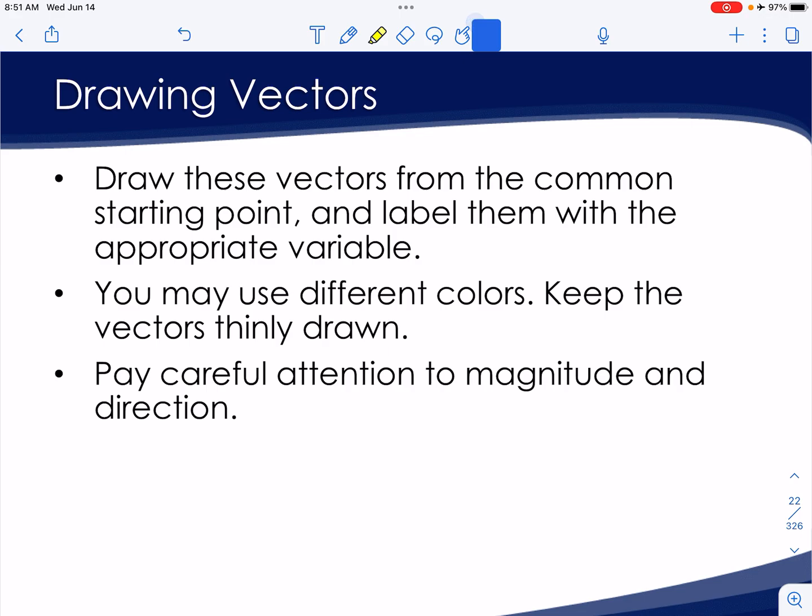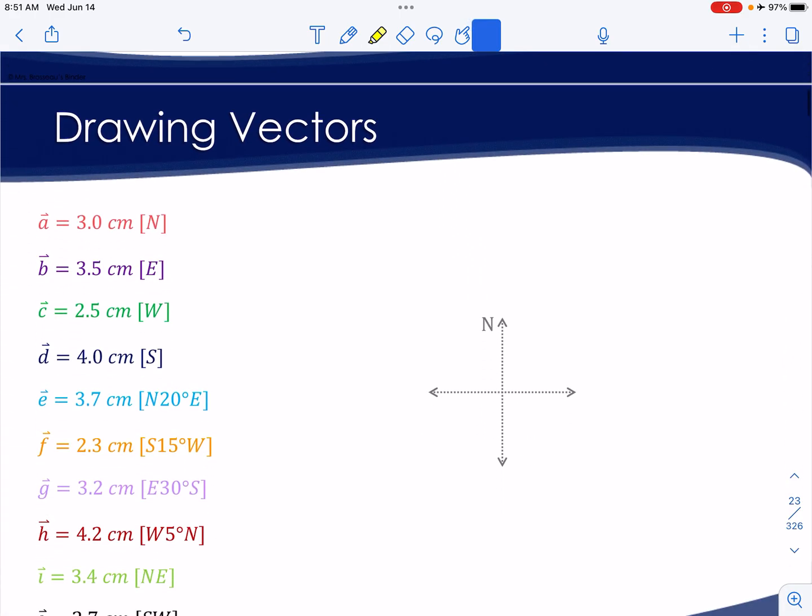When you draw vectors, you draw them from a common starting point and label them with the appropriate variable. You may use different colors, keep the vectors thinly drawn, and pay careful attention to magnitude and direction.